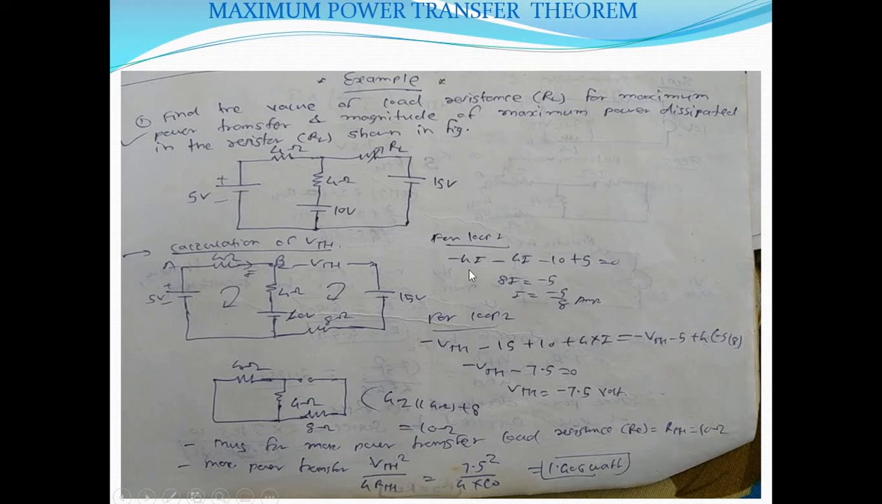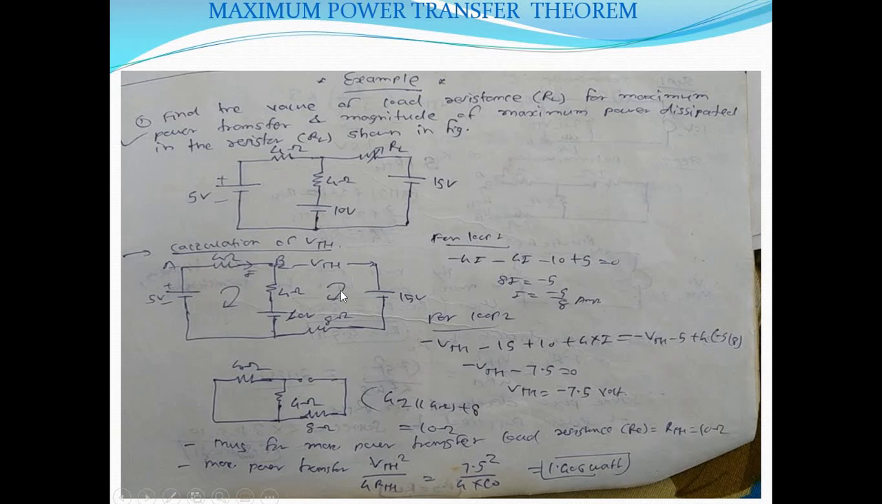Then for the voltage, whenever we are going from positive to negative terminal, it will be considered negative. So minus 10. And here we are going in the upward direction, that is negative to positive. So this voltage will be considered as plus 5. So minus 4I minus 10 plus 5 is equal to 0. When we solve, we get I equal to minus 5 by 8 ampere. So we got the value of I.